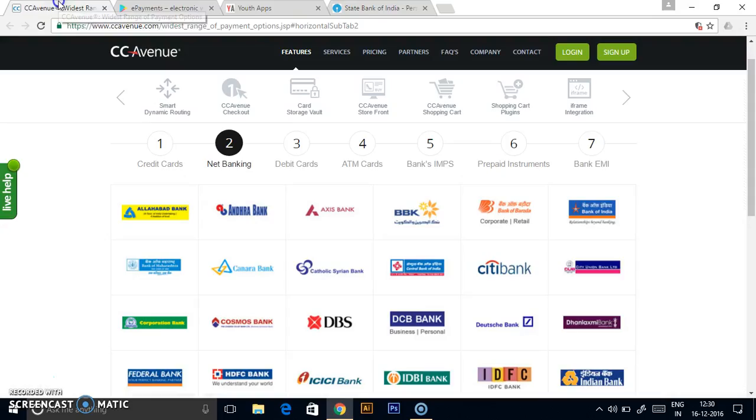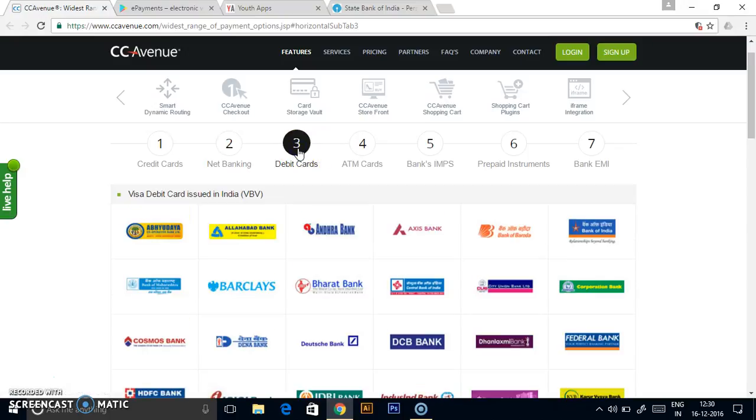I'm now going back to the CC Avenue page again. So we have now completed net banking. So I hope you understand what net banking is. Next is debit card. Now you might say that there are too many queues in the bank. I am not able to go and create a net banking login ID now because banks have a lot of things to handle with respect to demonetization.